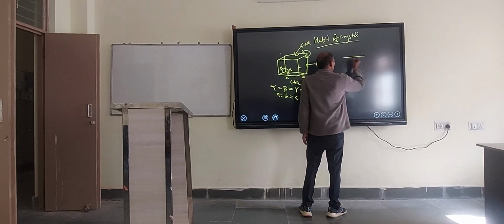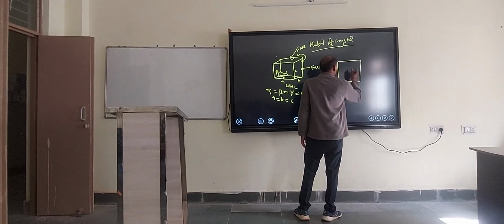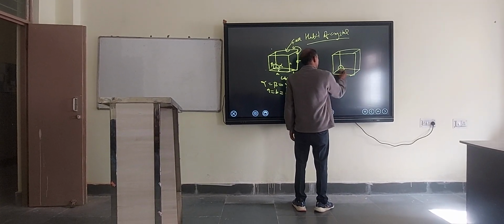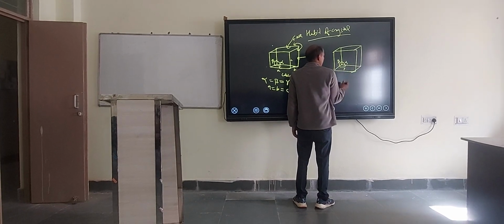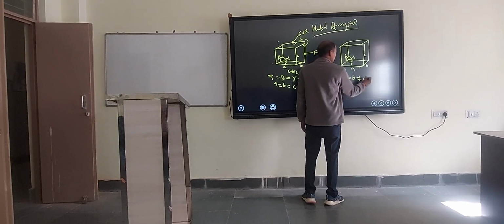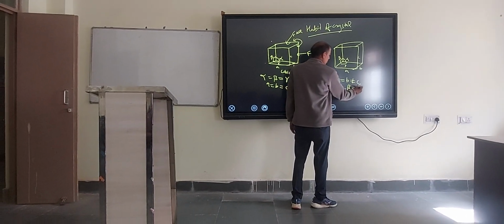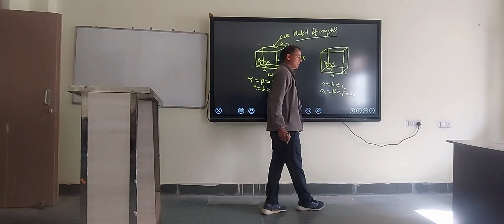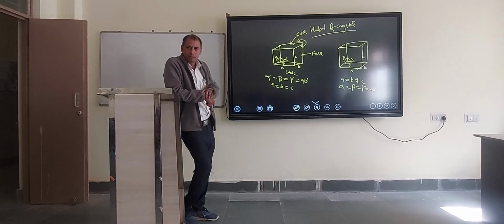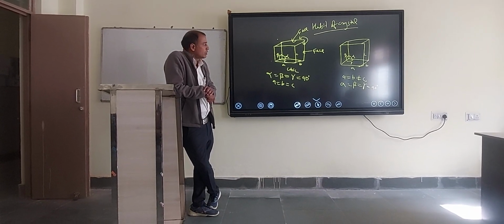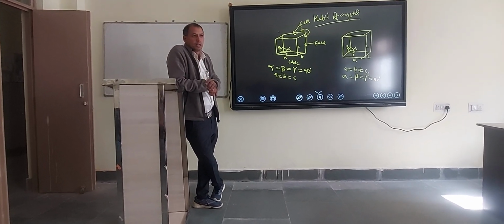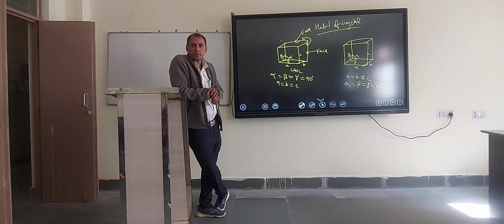If alpha equal to beta equal to gamma equal to 90, but a equal to b not equal to c, that will be the tetragonal. All these are cuboid, but this is tetragonal. If the crystal is composed of that type of unit cell, that crystal is called tetragonal.